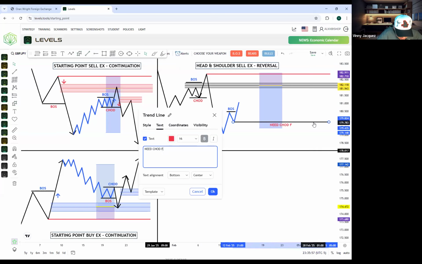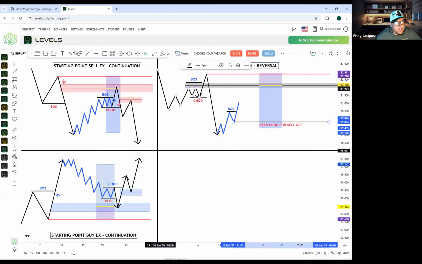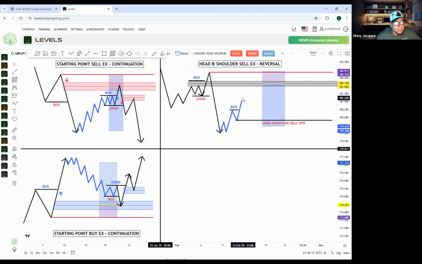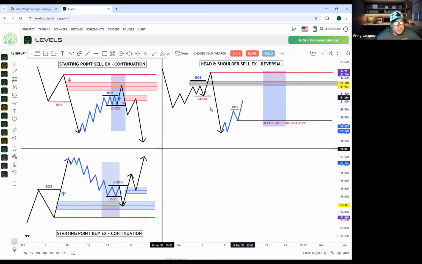Need change of direction for a sell opportunity. Awesome. So if the market wants to go ahead and close below this black line, we can start looking for some sell opportunities. But until then, we are waiting right here, guys. We are waiting right here, right?